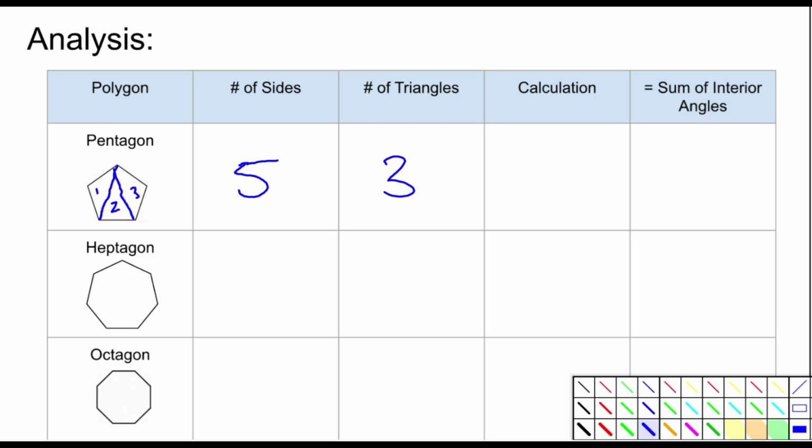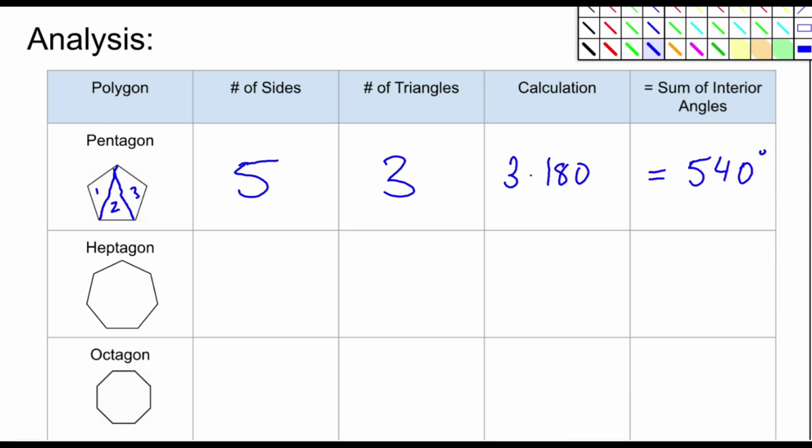How do we calculate the interior angles? It would just be 3 times 180, which would equal 540 degrees. Okay, so not too bad. Let's try one more. So a heptagon.